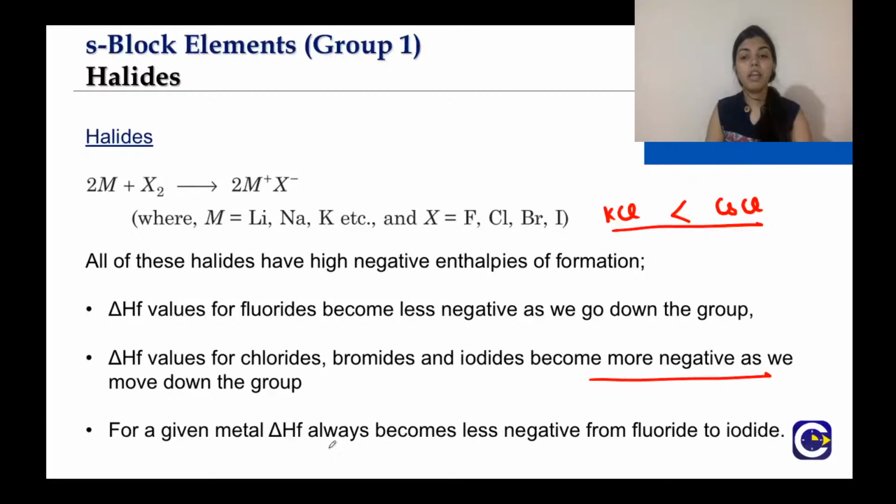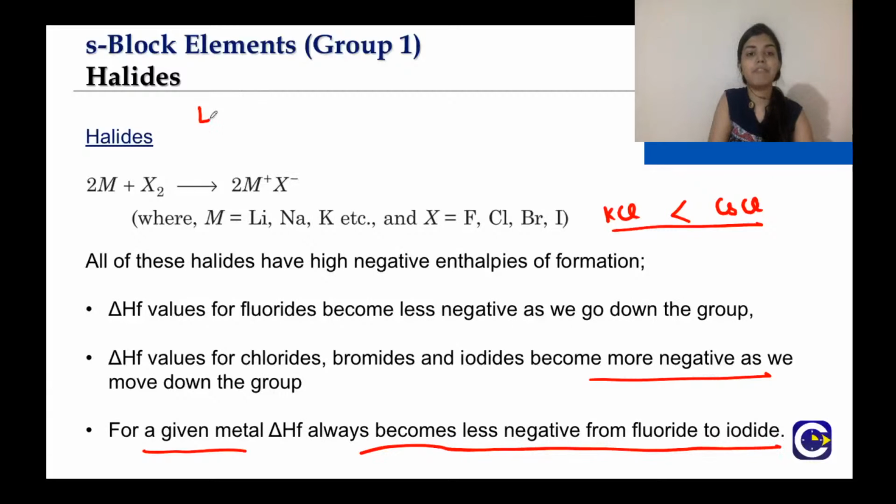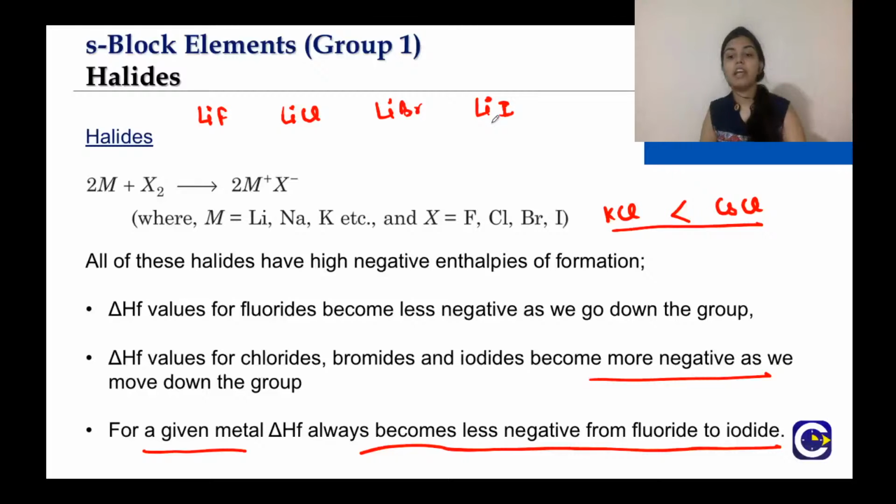Now for a given metal, let us say the metal is the same and you are changing the halogens, then the enthalpy of formation will become less negative from fluoride to iodide. For example, if we have lithium fluoride, lithium chloride, lithium bromide and lithium iodide, lithium fluoride will have the most negative enthalpy of formation, then lithium chloride, then lithium bromide, then lithium iodide. Here we are keeping the metal the same but changing the halogen. So from fluoride to iodide, enthalpy of formation will become less negative, right? I hope this is clear.